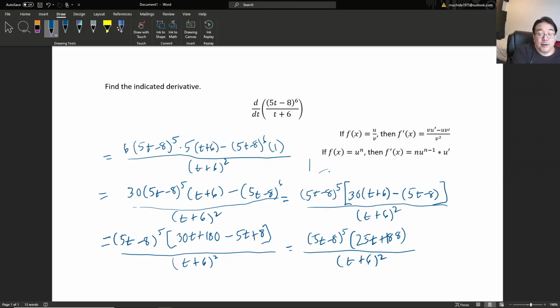Now we can't simplify this anymore because with that 25t plus 188, there's no greatest common factor we could factor out. Nothing cancels, so this would be our final answer. We do not expect you to multiply that out because, like, that 5t minus 8, multiplying it by itself 5 times, that'd be ridiculous to expect you to do. And then even more so to multiply that by the 25t plus 188. So that would be your final answer for that problem.